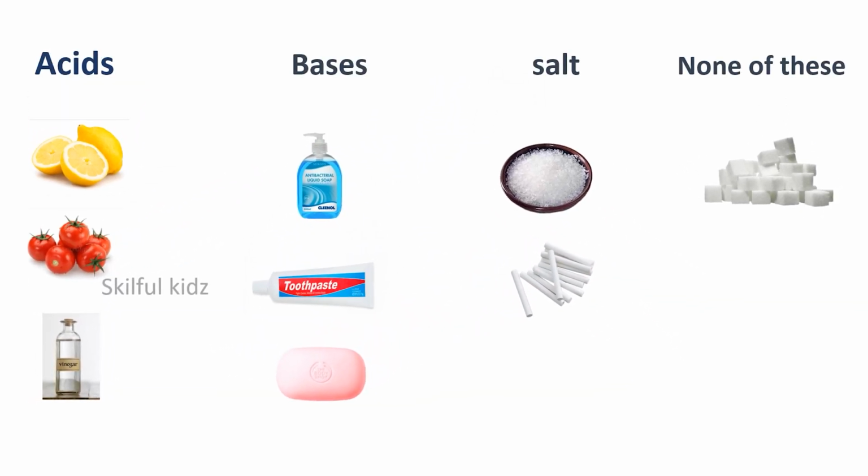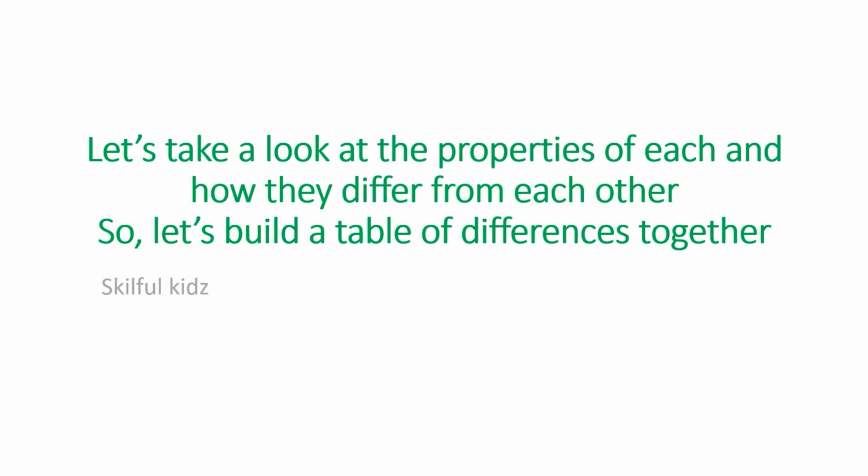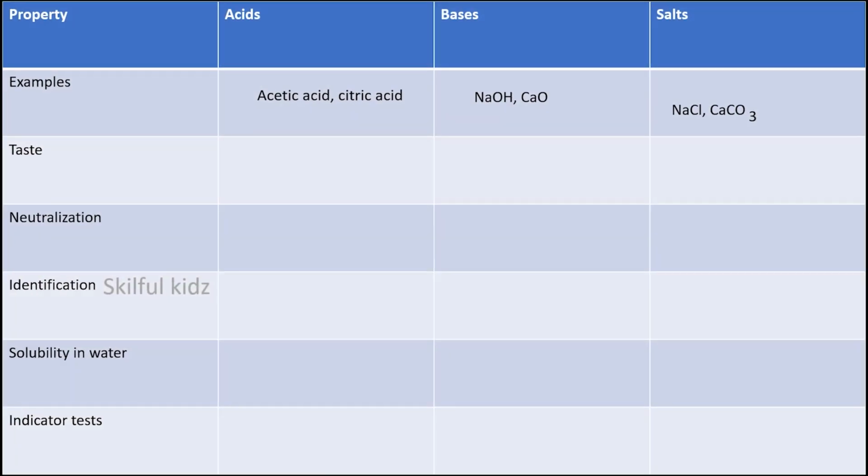Now that we have looked at some examples of acids, bases and salts, let us take a look at the properties of each and how they differ from each other. So let's build a table of differences together. 6 important things we will look at are examples, taste, neutralization, identification, solubility in water and indicator test.